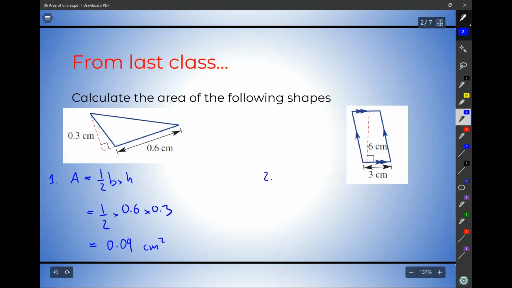And in our second example over here, the parallelogram, the formula is just base times height. And we can fill that in. And it is 18 centimeters squared. Don't forget the units are now squared because we're dealing with area.